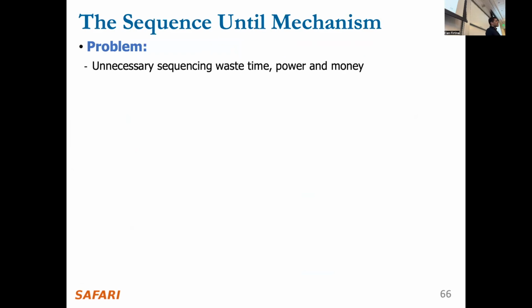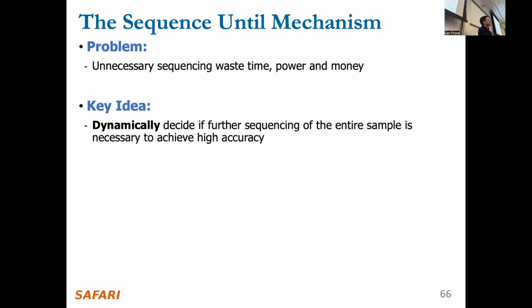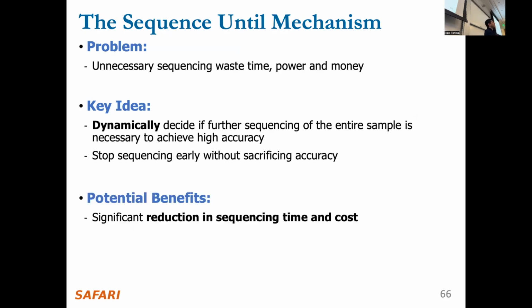So the sequence until mechanism is somewhat different than RawHash, but there's a good synergy between the two, because they can be used together for reducing the sequencing time and cost. The problem that we're dealing with here is that unnecessary sequencing obviously wastes time, power, and money, and we don't want that. The key idea in sequence until is to dynamically decide if further sequencing of the entire sample is necessary to achieve high accuracy. That's the key question that we're trying to answer. And if it is not necessary, we can stop the sequencing early without sacrificing accuracy.